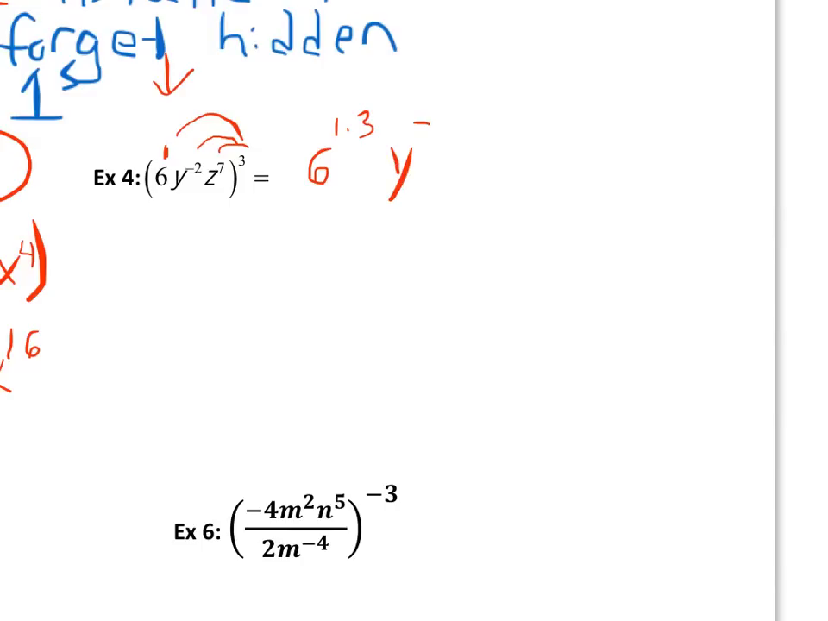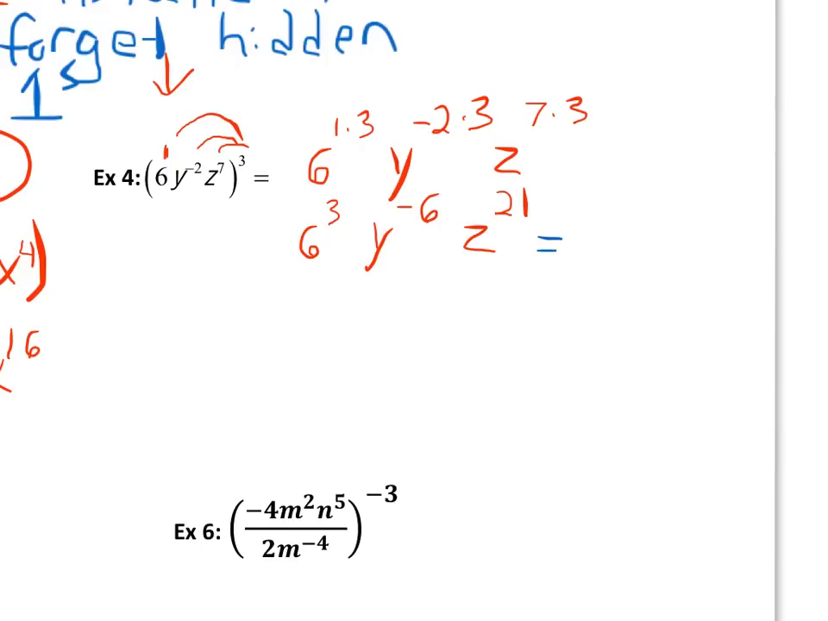Y to the negative 2 times 3. And z to the 7 times 3. Let's simplify. When we simplify, we end up with 6 to the 3rd power. Y to the negative 2 times 3 is negative 6. And z to the 21. Well, guess what? We're still not done for a few reasons. First reason is we have a number raised to a power. We can simplify. Second reason, we have a negative exponent. Remember, we're not done when we still have negative exponents.